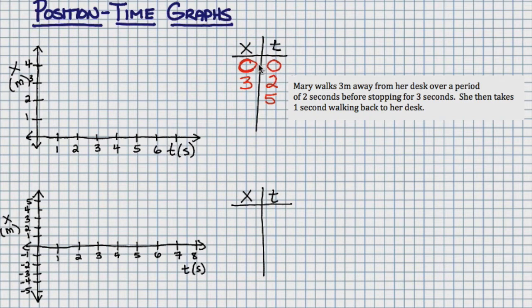So we know she went from rest. 2 seconds later, she was 3 meters away. 5 seconds later, how far away was she? Well, the problem says that she stopped for 3 seconds, so she didn't move. So she should still be at 3 meters.